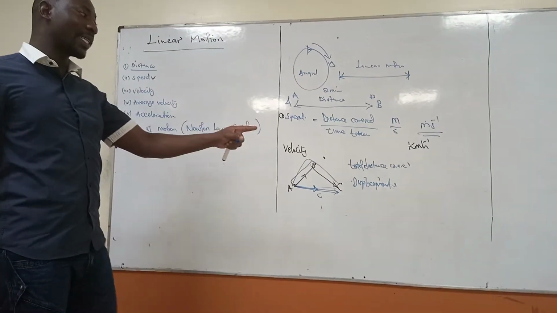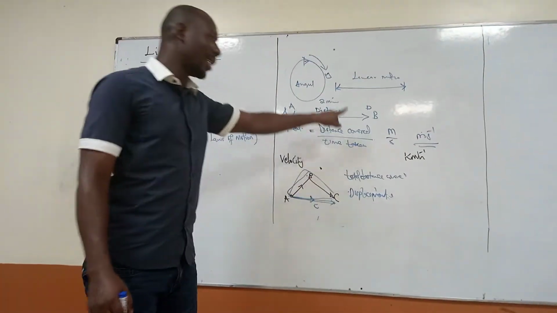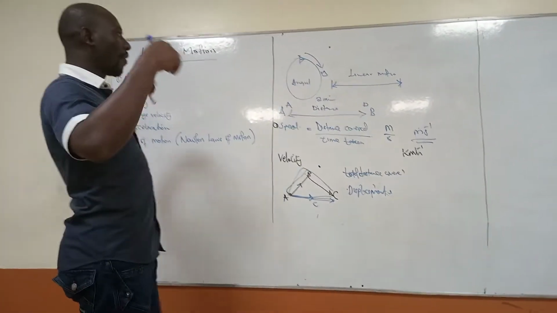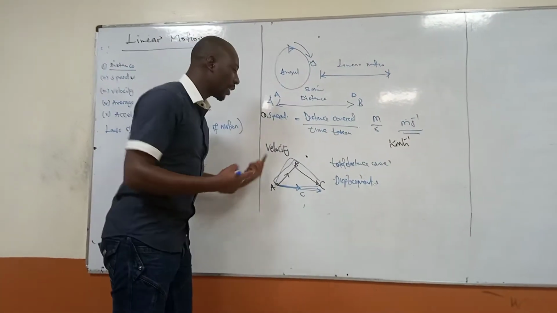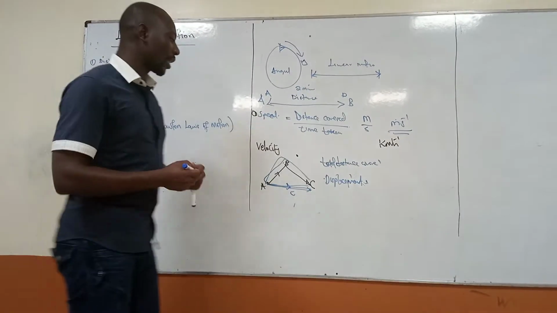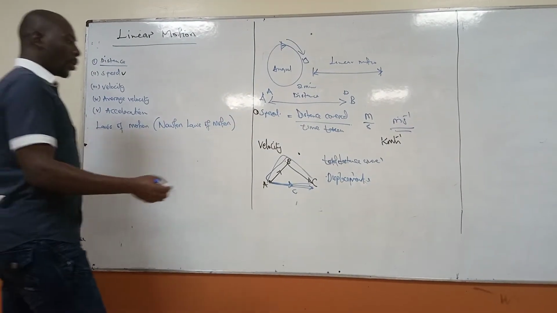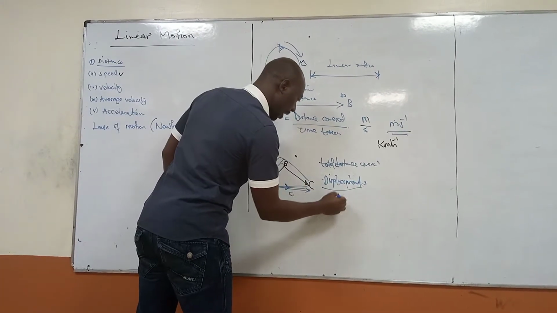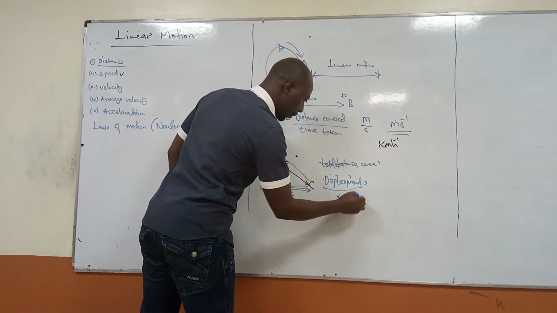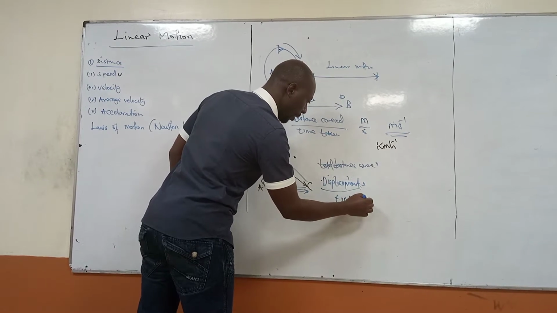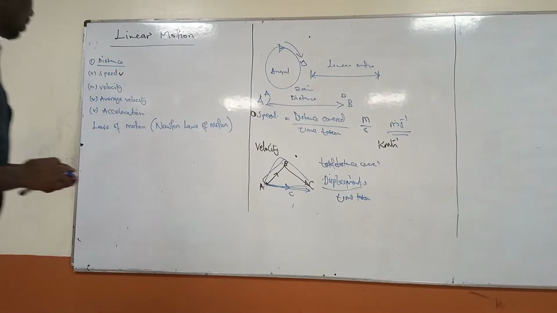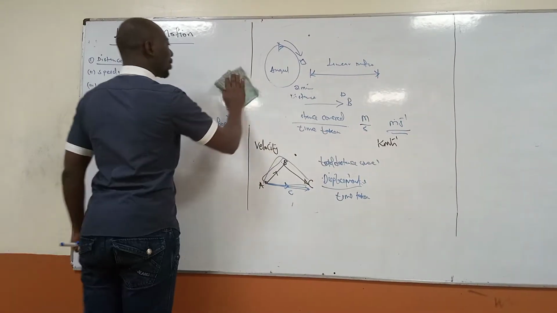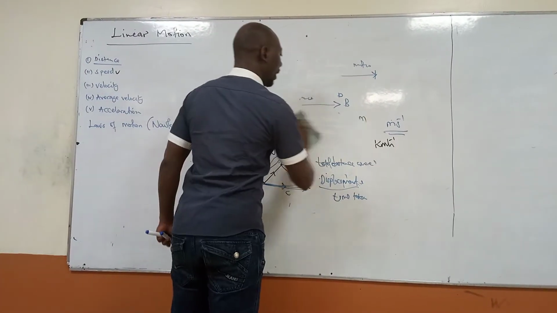So we say displacement is a vector quantity, while distance is a scalar, non-vector quantity because it does not have direction. But they both have magnitude, and displacement has got a specific direction. So velocity is given as displacement over time taken. Let's have an example where we solve a question involving speed and velocity.